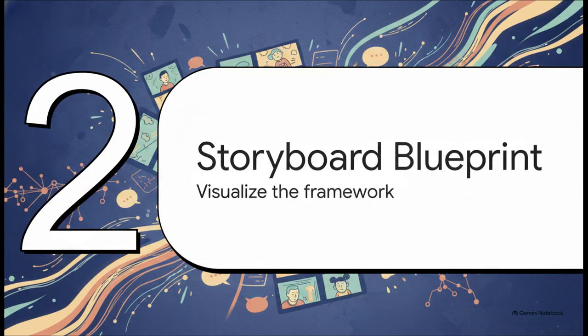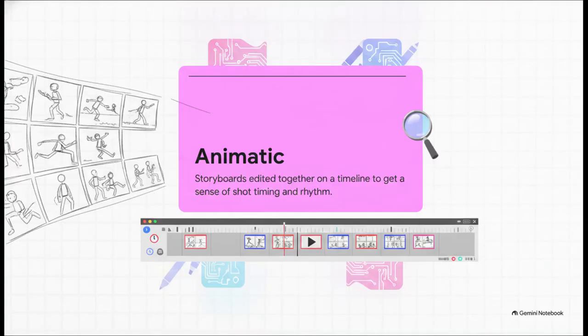Section 2. The storyboard blueprint. Visualizing the framework. Okay, so once that narrative blueprint is written, we've got to test it so our visual ideas can find their rhythm. This brings us to a super important industry term from the Get Right On It cheat sheet, the animatic. Now, unlike standard storyboards, which are just static images, an animatic takes those rough drawings and edits them together on a timeline.